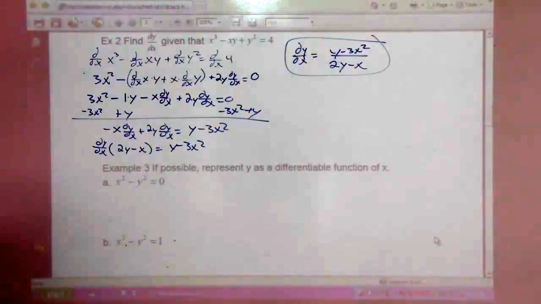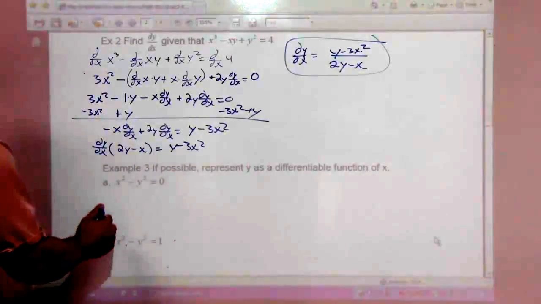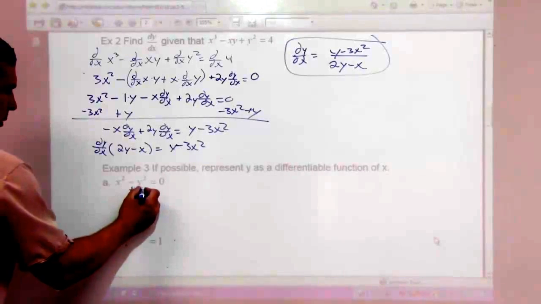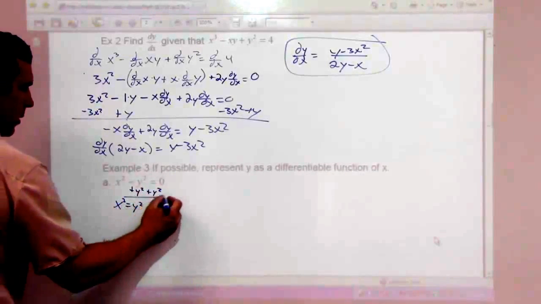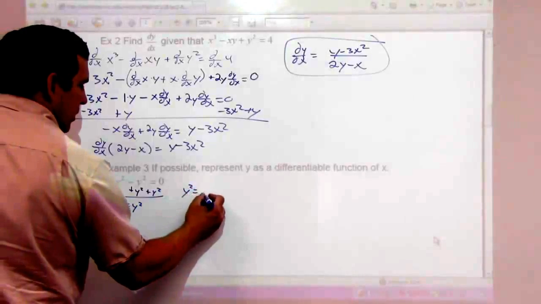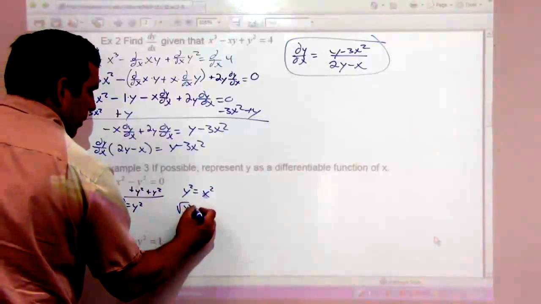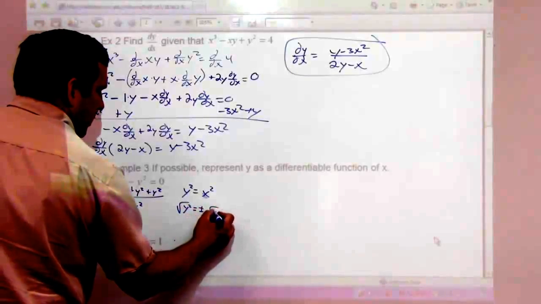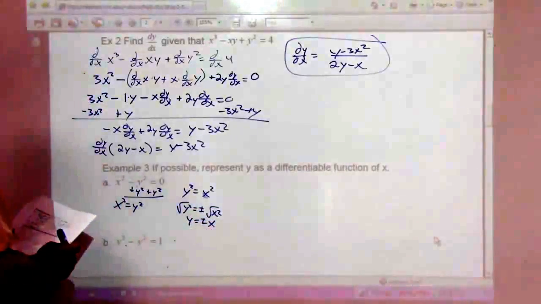Example 3, if possible, represent y as a differentiable function of x. So if we added y squared to both sides, we'd have x squared equals y squared. So then y squared equals x squared. To solve this, we take the square root of y squared, it's plus or minus the square root of x squared. So y would equal plus or minus x.